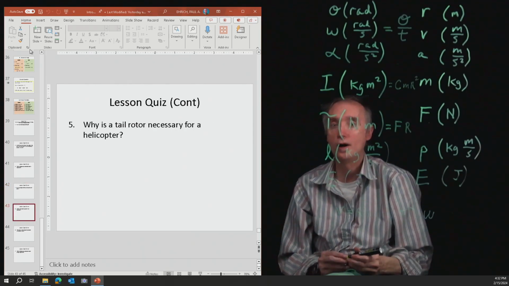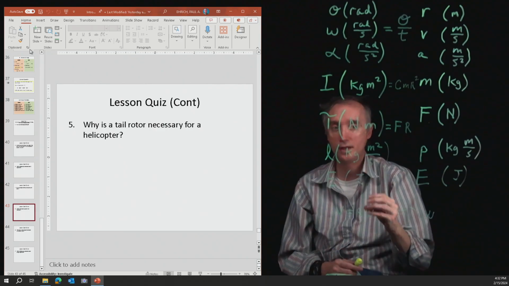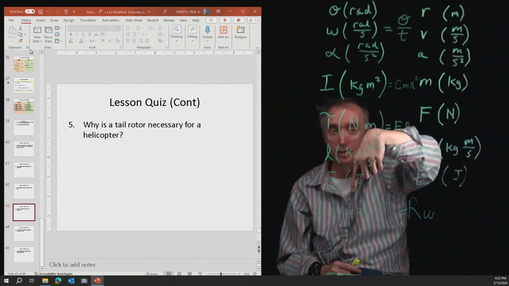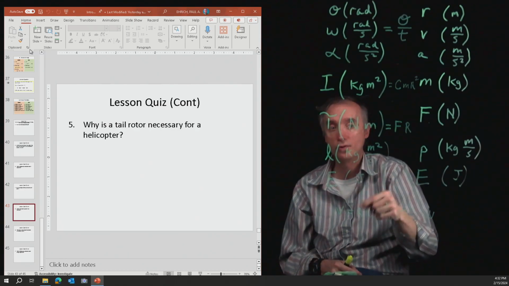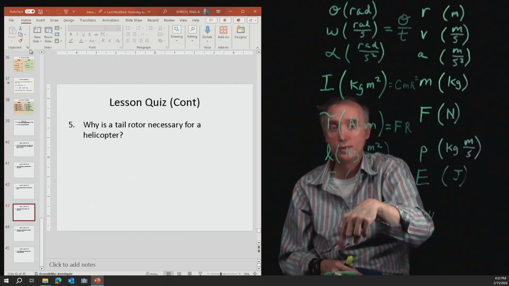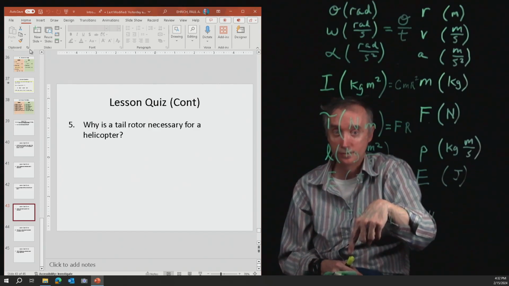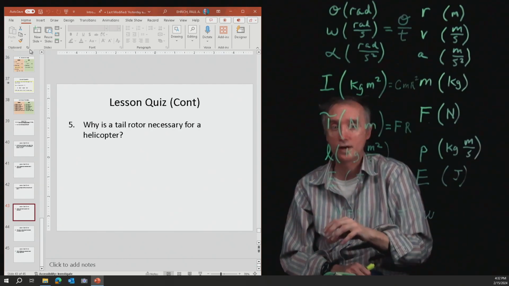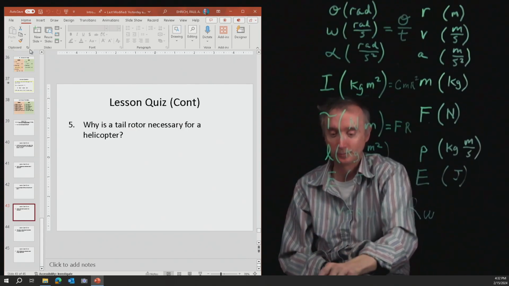Number 5, why is a tail rotor necessary for a helicopter? So we said that the engine on the helicopter exerts a torque on the blade to make the blade go around and around. So according to Newton's third law, the blade exerts a torque on the helicopter, which would make the helicopter rotate in the opposite direction. But you don't want that. So in order to keep that from happening, you put a tail rotor on your helicopter, and that provides a counter torque to counter the torque of the blade.